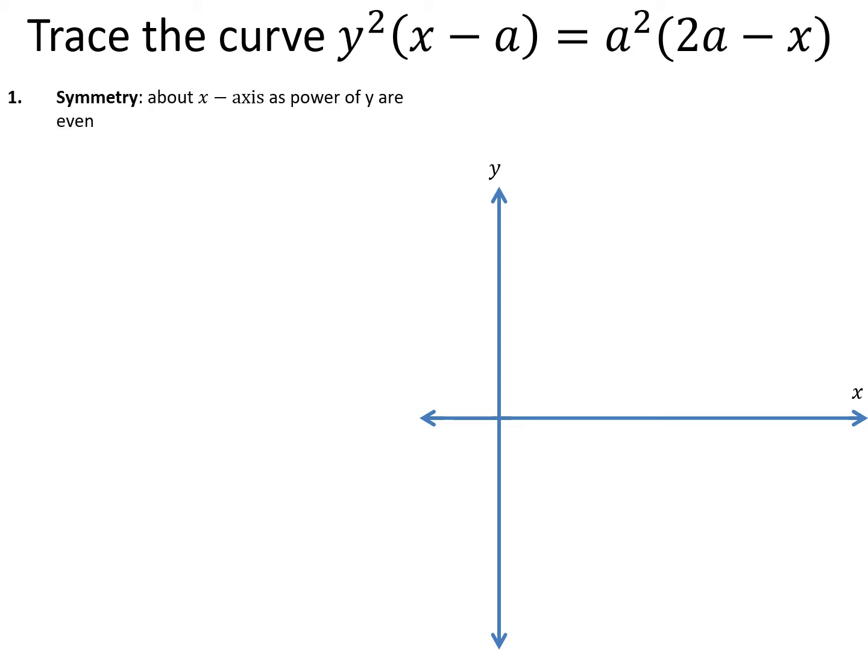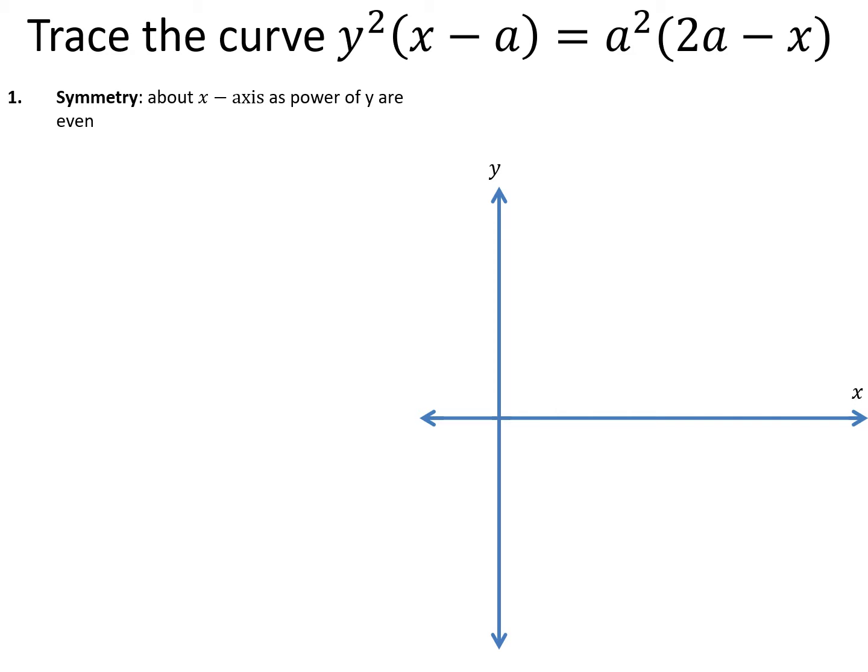So you can easily check the y power is 2, which is even, then your curve is symmetric about the x-axis. But the x power is 1, which is not even, then the curve is not symmetric about the y-axis. Similarly, if we replace x with minus x and y with minus y, then the equation will totally change. Hence, it is not symmetric in opposite quadrants also.